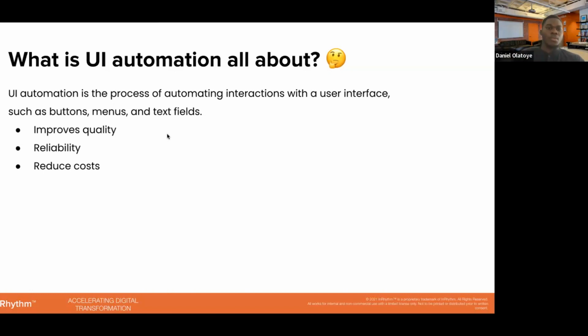So looking at what UI automation is all about and what it helps us achieve: it improves quality and reliability on our application, and it reduces costs, because some automation tools are quite expensive and take a lot to manage. Some automation tools are scripted and written in high-level programming languages. Finding a person to write it, paying a person to write it, is quite costly. And with the tool we're looking at today, Maestro, it reduces this cost.